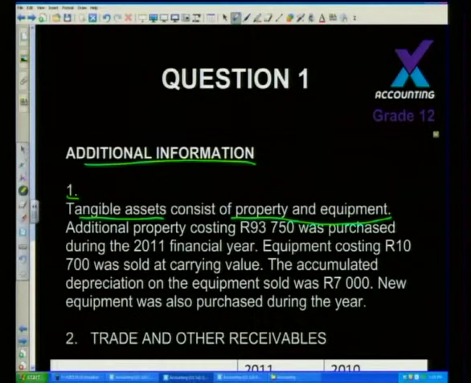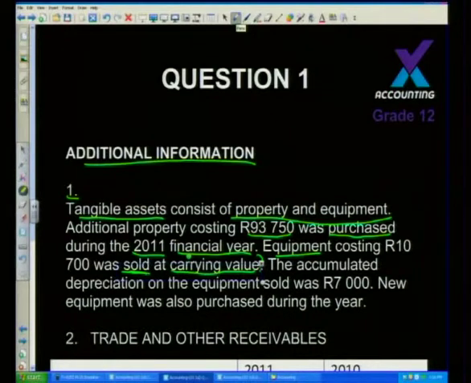Additional property consisting of 93,750 Rand was purchased during the 2011 financial year. And then we've got equipment costing 10,700 Rand was sold at carrying value. Right, guys, when we read this, we notice at carrying value, but the amount is obviously not given to us. The accumulated depreciation on the equipment sold was 7,000 Rand, and then new equipment was also purchased during the year, and again, it's not given to us.